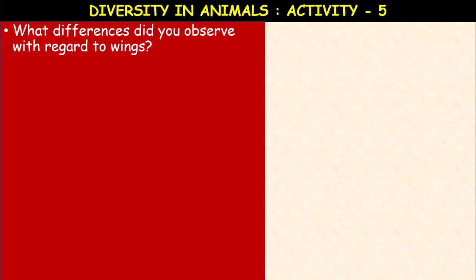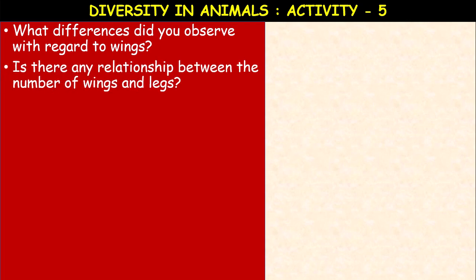Okay, so what differences did you observe with regard to the wings? In some insects only a pair of wings is present, and in some insects 2 pairs of wings are present. The color is also different, some are transparent and some are brownish in color. For example, if you see the butterfly, colorful wings are present, isn't it? The beautiful color. Is there any relationship between the number of wings and the legs?